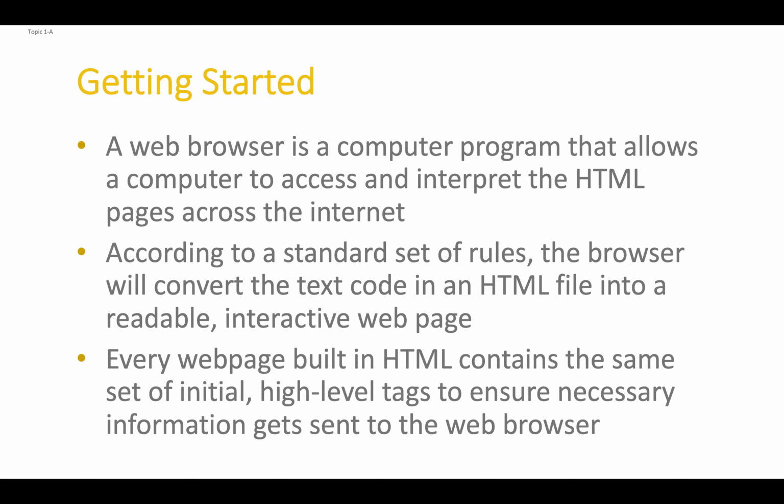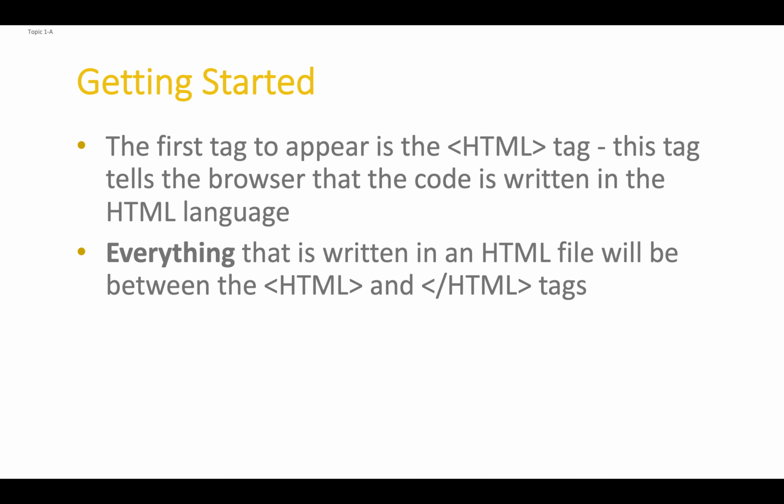So typically we view websites in something called a web browser. And what a web browser is, it's a computer program that allows a computer to access and interpret the HTML pages across the internet. According to a standard set of rules, the browser will convert the text code in an HTML file into a readable interactive web page. Every web page built in HTML contains the same set of initial high-level tags to ensure necessary information gets sent to the web browser. So there is a standard across all websites.